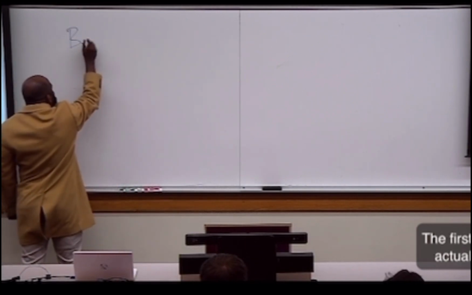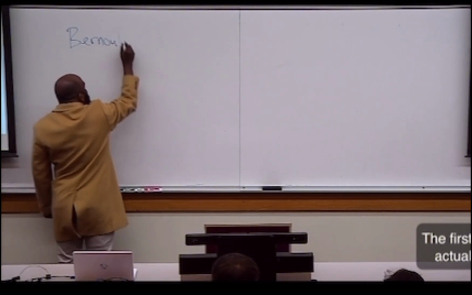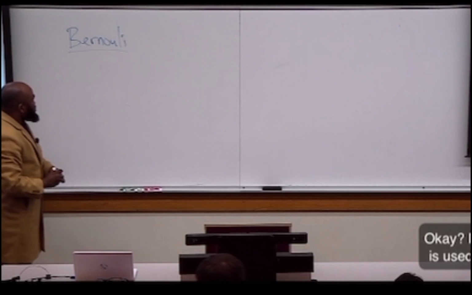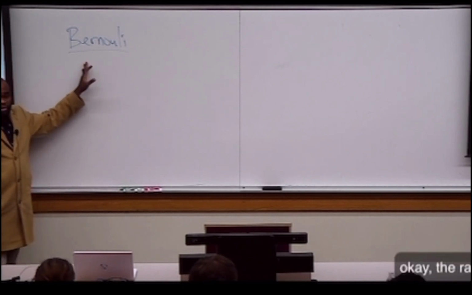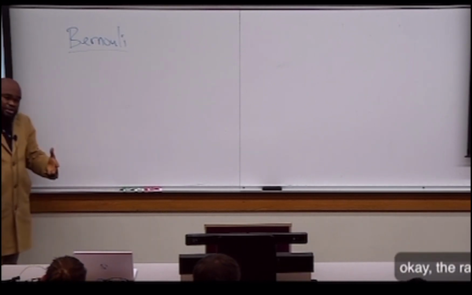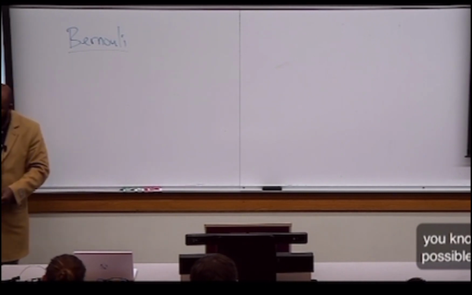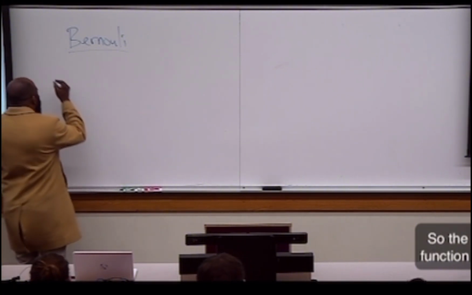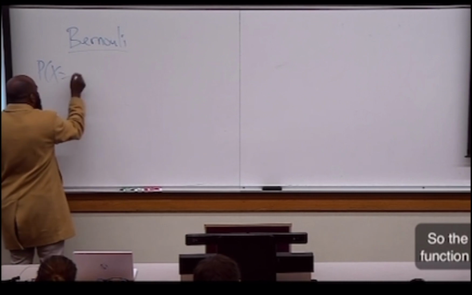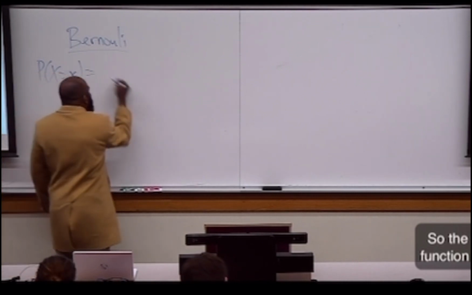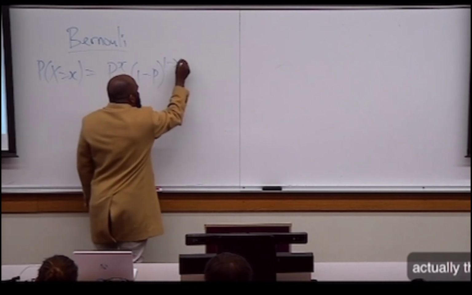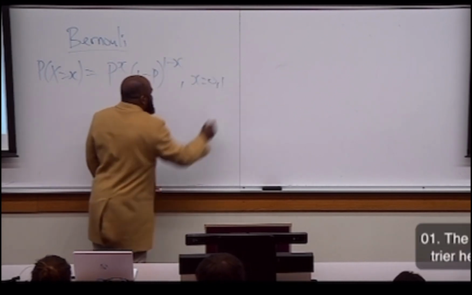The first member is actually Bernoulli. Bernoulli is used to model a random variable with two possible outcomes, and of course, the number of trials has to be one. So the probability function for Bernoulli is actually this. And the state space is 0, 1.